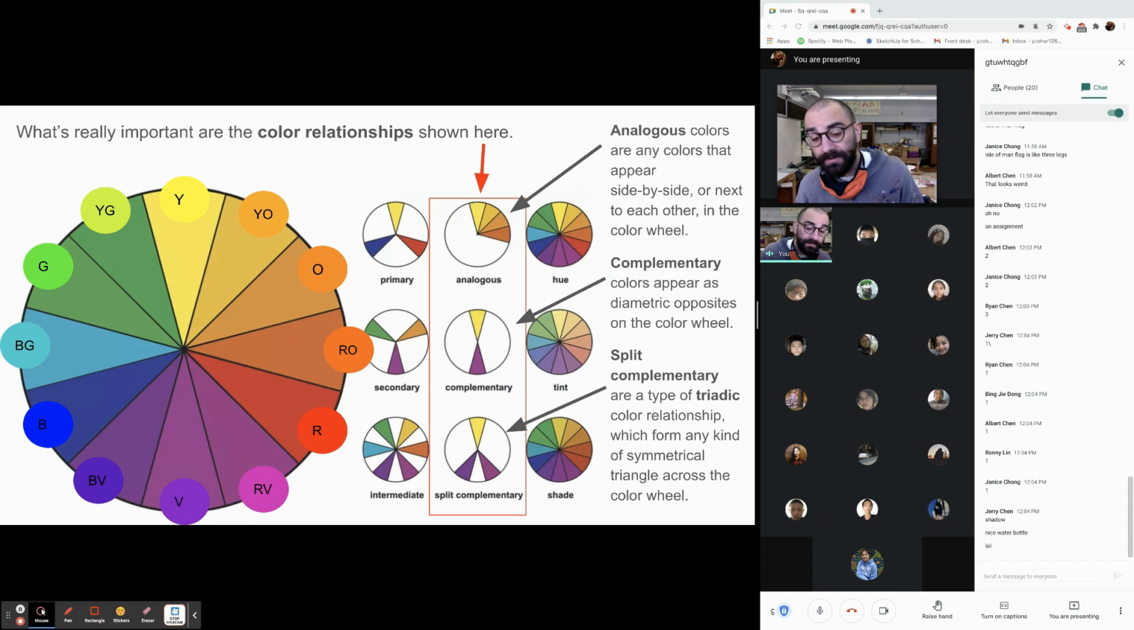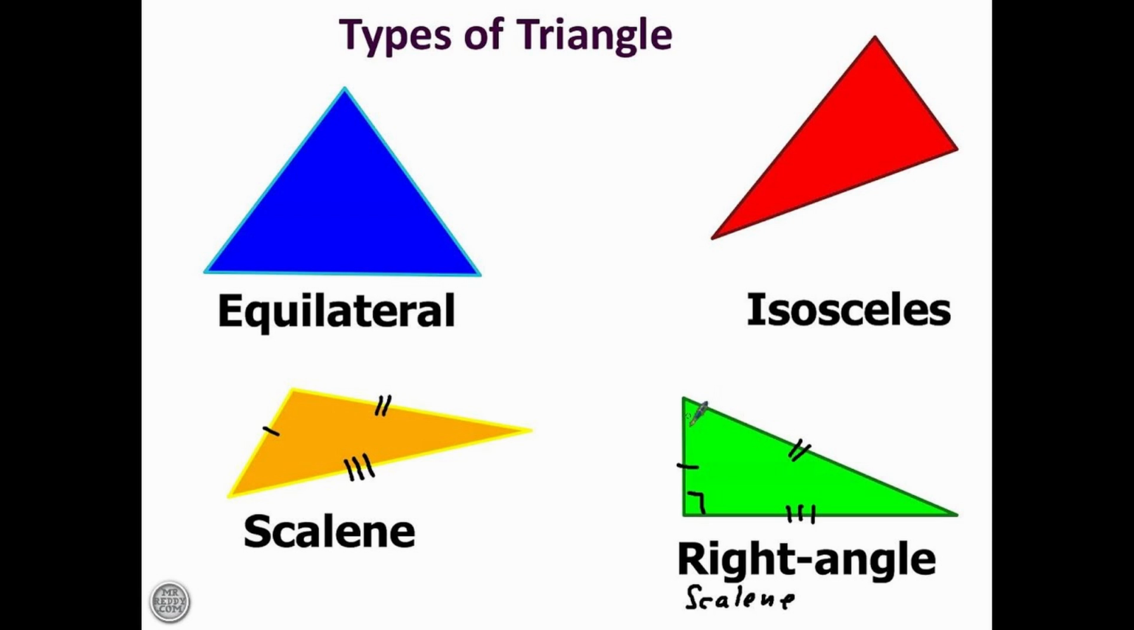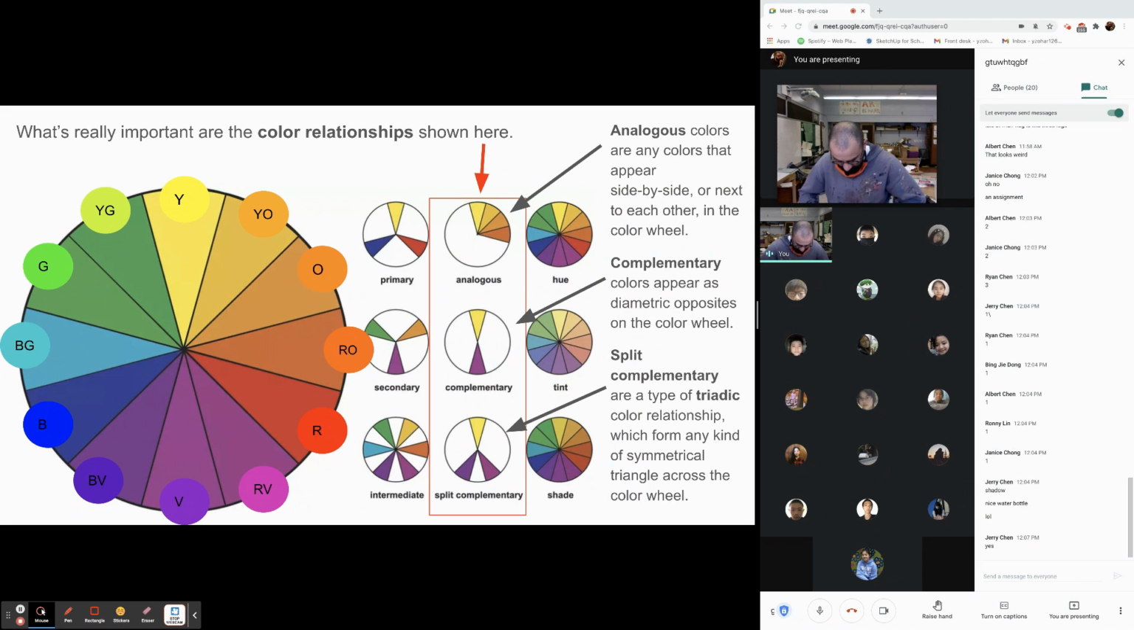And split complementary colors are a type of triadic color relationship, which form any kind of symmetrical triangle across the color wheel. Symmetrical triangle. So not any three random colors, but any three colors that form a triangle that has a line of symmetry to it. So either an isosceles or an equilateral triangle, but not a scalene triangle. Have you guys learned about that in geometry? Different triangle types. I think I have triangles on my shirt. Again, VSauce. My shirt's upside down so that I can read it.